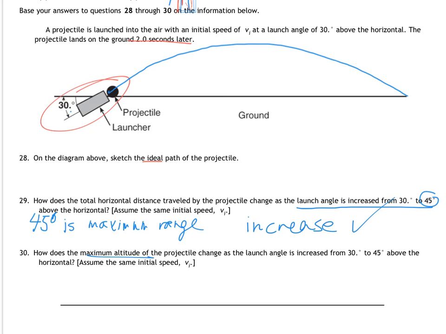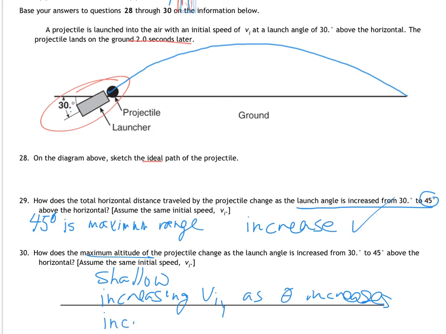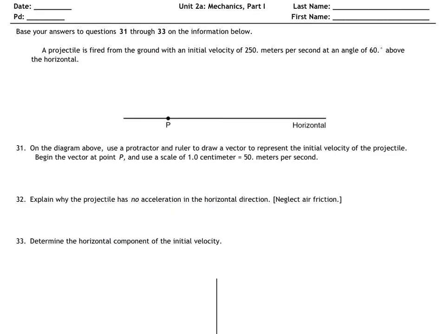That's my answer. How does the maximum altitude of the projectile change as the launch angle is increased from 30 to 45? So at 30 degrees, the maximum height that it reaches is going to be rather shallow. But as I increase it to 45, I'm going to be increasing the value for VIY as theta increases. So I'm increasing theta, so I'm increasing the value for VIY, which is going to give me a larger altitude as well. So my final answer is that the altitude increases.